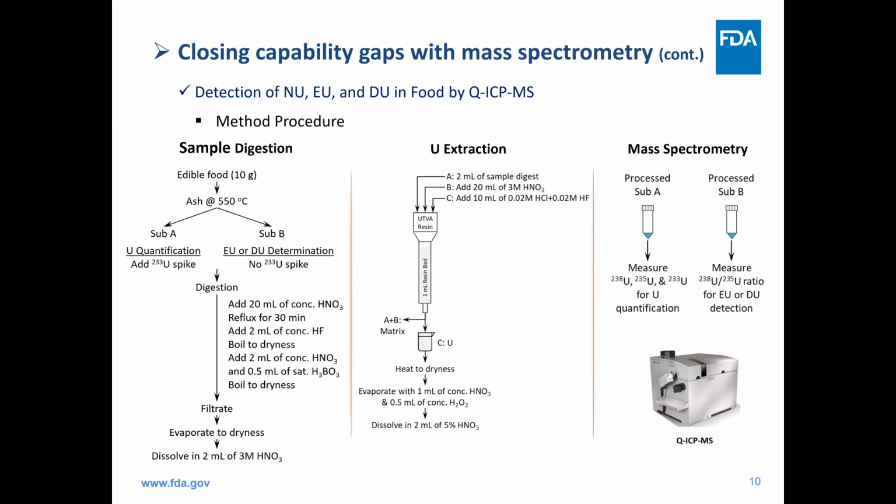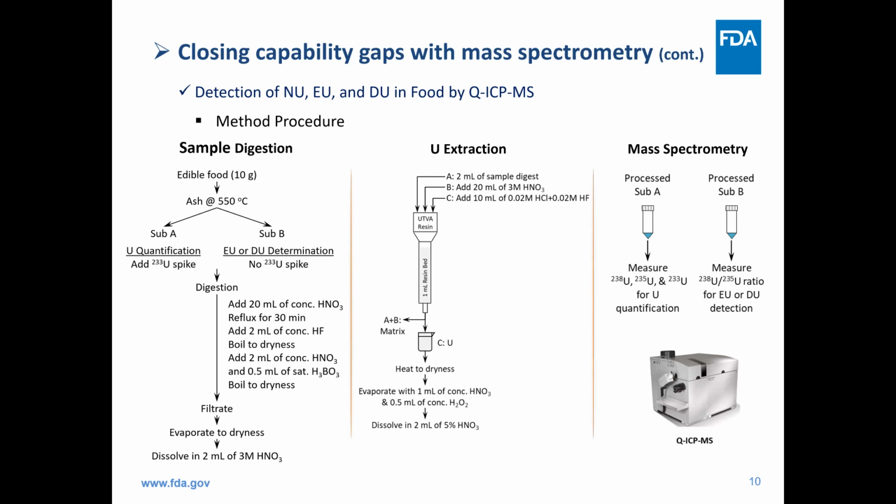Now, here is the procedure for the method. To convert a food into a solution, 10 grams of food is ashed. However, it's split into 2 subsamples.